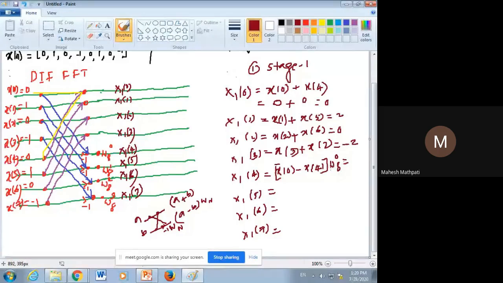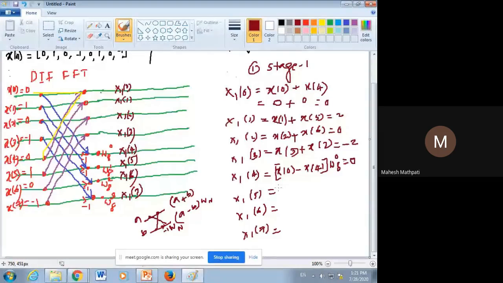So now what is the answer for this? Omega 8 to the power 0 is 1. And what is the value of x of 0 minus x of 4? 0 minus 0. 0 multiplied by 1, the answer is 0. Okay? Then calculate the next part. What is the next part? Can anyone tell me?